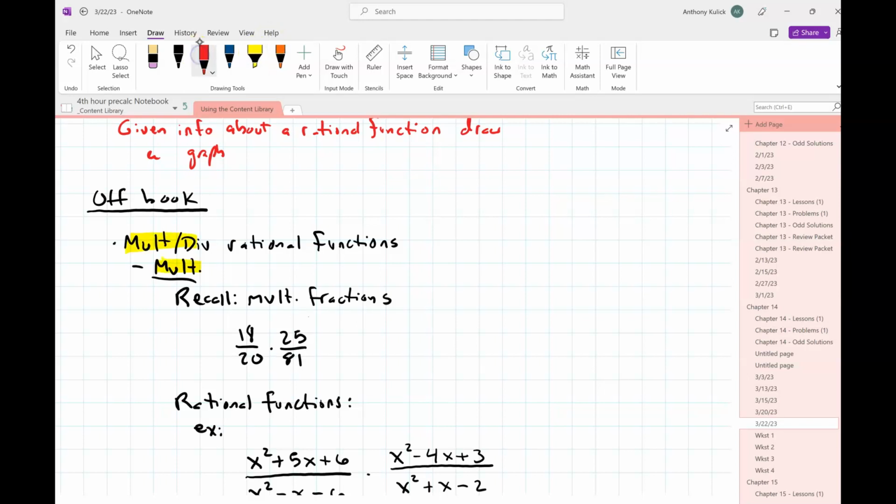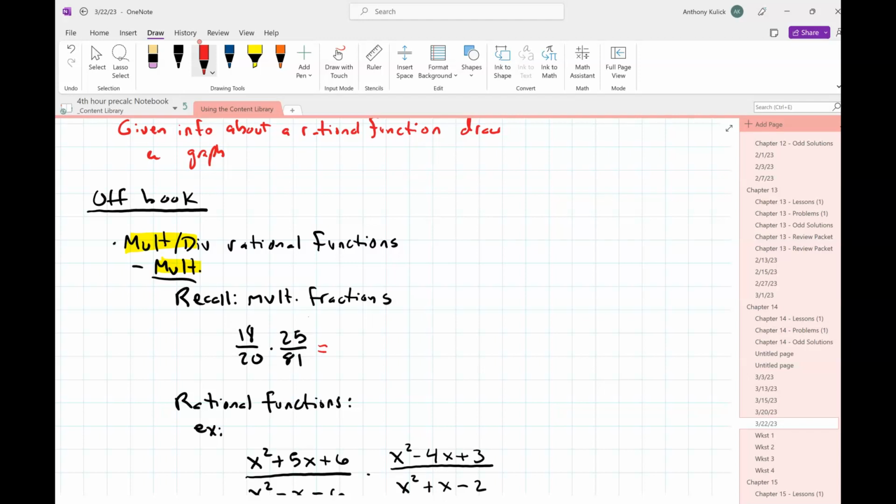specifically multiplication. And the analogy that I'm going to use is just going all the way back to elementary school and talking about how we multiply fractions. So if I have something like 18 over 20 times 25 over 81, what do we want to do to multiply something like this? We want to reduce and then multiply. Very good. So to reduce, what are we going to have to do?